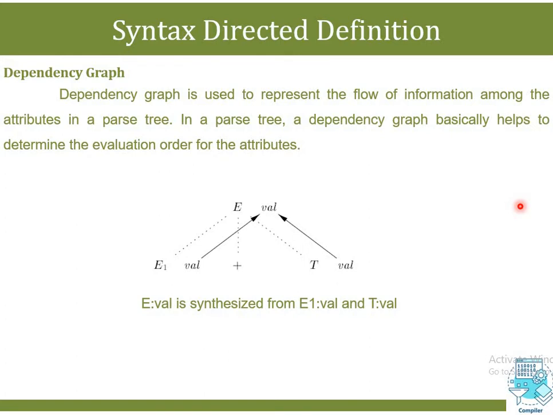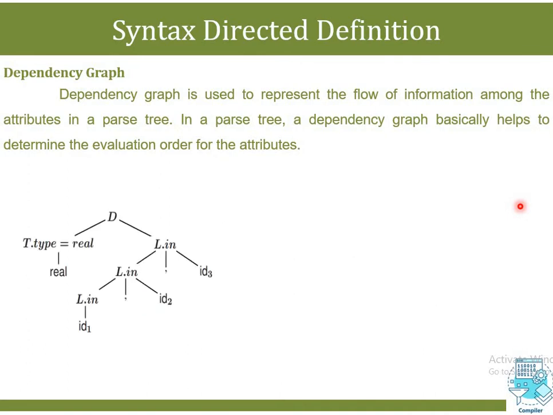Now let us discuss some examples. To construct the dependency graph, we have to give two inputs. One input is the parse tree and the second input is the semantic rule. Only using these two inputs can the dependency graph be constructed.